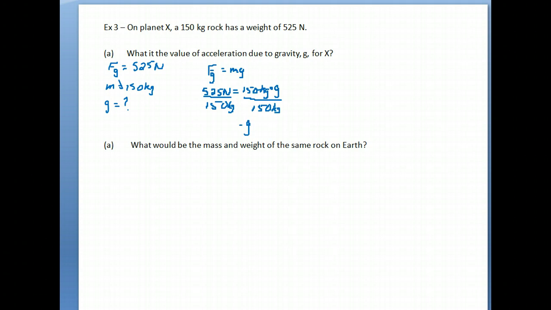And the gravitational constant will work out to 3.5 meters per second squared. Now if you're paying attention to the units here, you have newtons over kilogram. A newton per kilogram is equal to meters per second squared.